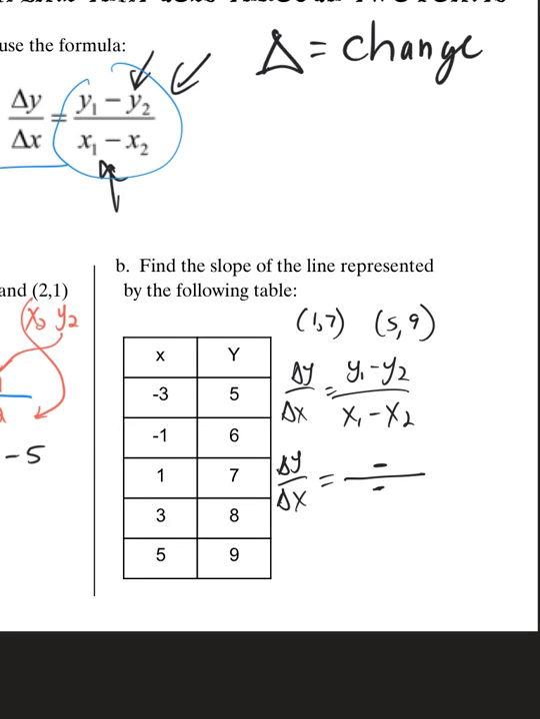For instance, if I make this my x1, y1, and I make this my x2, y2, that's okay. It doesn't have to be the first one is 1. You can, just as long as you pick one of them as your number 1 and one as your number 2 and be consistent. So my y1 is 9, my y2 is 7, my x1 is 5, my x2 is 1, and so my slope is going to be 9 minus 7, which is 2, over 5 minus 1, which is 4. The slope for this line is 1/2.